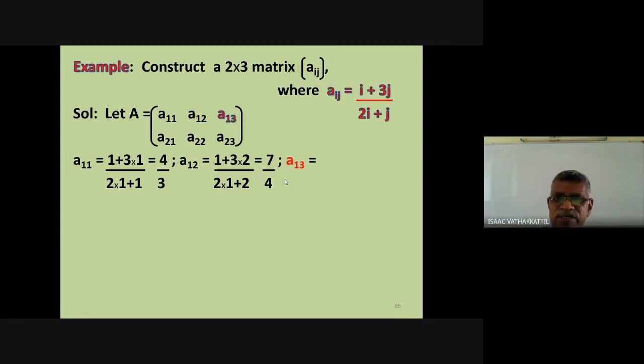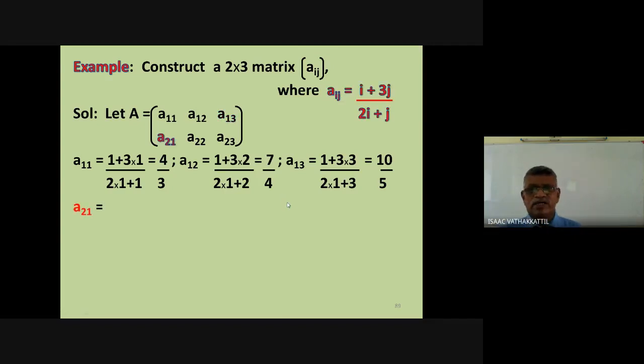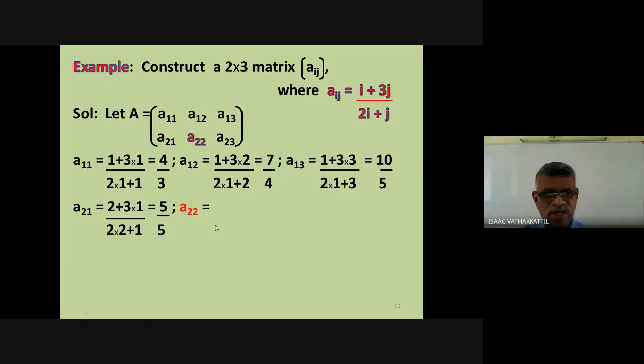Now A13: i equal to 1, j equal to 3. (1 + 3 into 3)/(2 into 1 + 3). 1 plus 9 is 10, by 5. Now A21: i is equal to 2 and j is equal to 1. So (2 + 3 into 1)/(2 into 2 + 1). That is 5 by 5. You can call it 1 also.